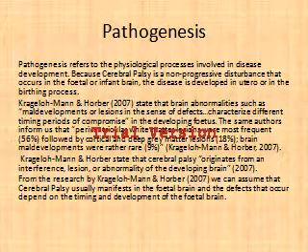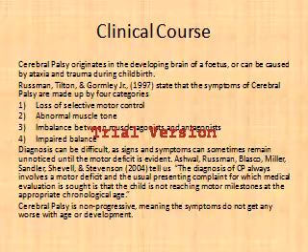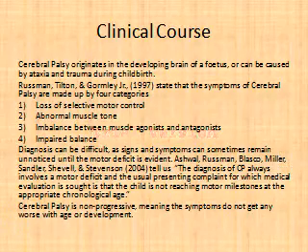Krägeloh-Mann and Horber state that cerebral palsy originates from an interference, lesion, or abnormality of the developing brain. From their research, we can assume that cerebral palsy usually manifests in the fetal brain, and the defects that occur depend on the timing and the development of the fetal brain. Cerebral palsy originates in the developing brain of a fetus or can be caused by asphyxia and trauma during childbirth. Russman, Tilton, and Gormley Jr. state that the symptoms of cerebral palsy are made up by 4 categories.